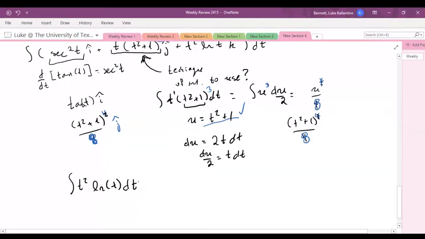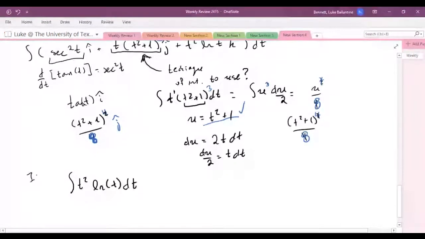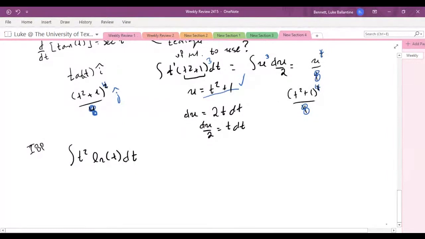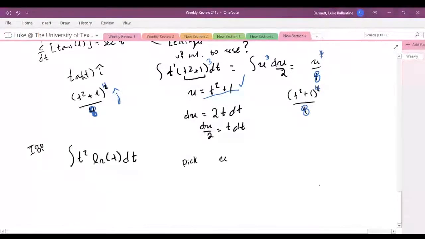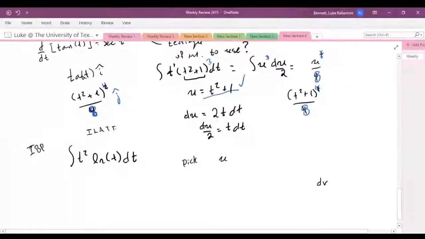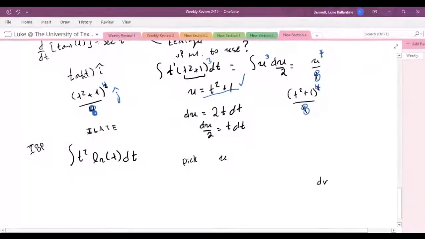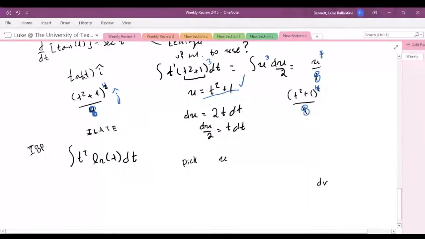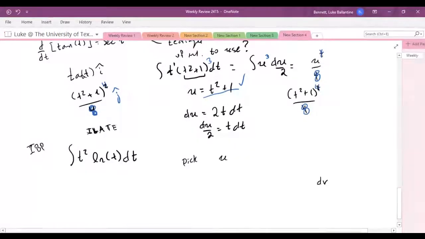Yep, it's integration. And so with integration by parts, remember, we pick a u, and then the remaining is dv. And there's an order of choosing u: ILATE. Inverse trig, logs, algebraic, trig, exponential. That's the order of precedence for picking u.